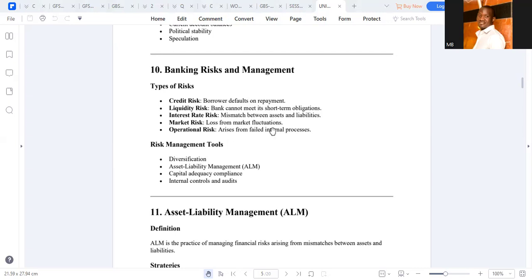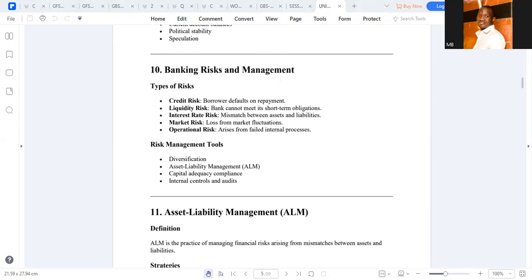Then we go to banking risks and management. We have different types of risks in the banking system. We have what we call credit risk. What is credit risk? It's a chance that the borrower will not pay. Liquidity risk is the inability to meet our short-term obligations.